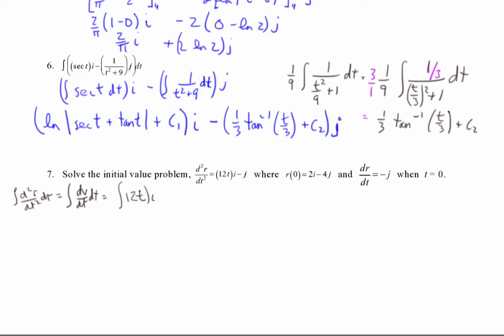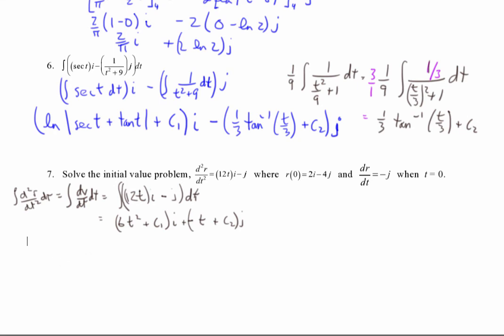i minus j, and all that's in parentheses, dt. So go and do each piece separately. The antiderivative of 12t would be 6t squared plus some constant c1 i, minus t, put that minus in there, plus c2 j.